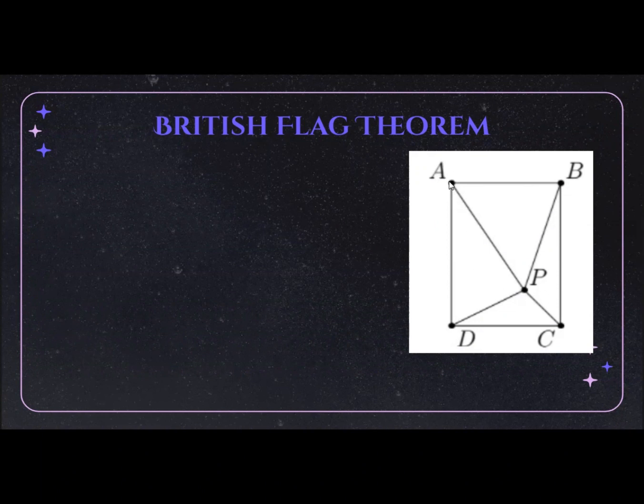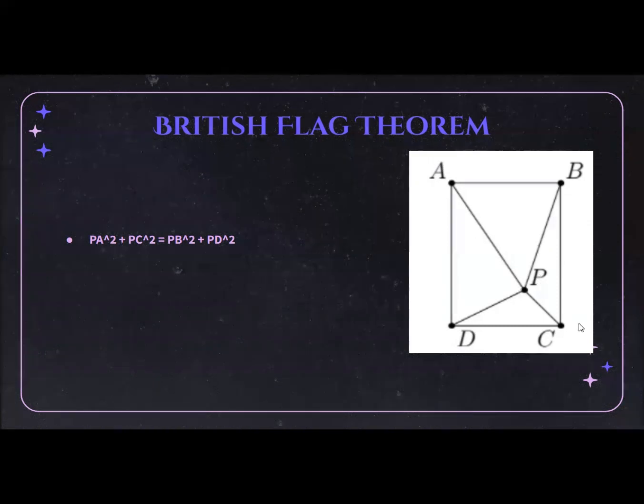Now we connect all the vertices to P, so we have this kind of weird shape that splits the rectangle. What the theorem says is that PA squared plus PC squared equals PB squared plus PD squared. So if I gave you PA, PB, and PD, you could find what PC is. You could use the Pythagorean theorem to prove it.